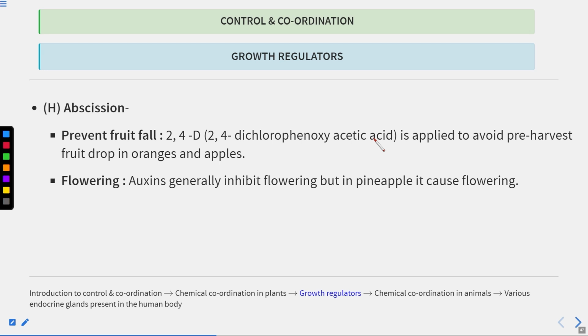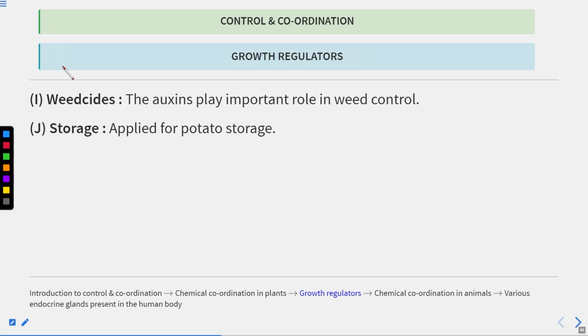Now, it also prevents the fruit fall. There is a synthetic auxin, 2,4-D, known as 2,4-dichlorophenoxyacetic acid. This is applied to avoid the pre-harvest fruit drop in oranges and apples. Okay, next is the role in flowering. Auxins generally inhibit flowering, but in some cases such as in pineapple, they promote flowering.